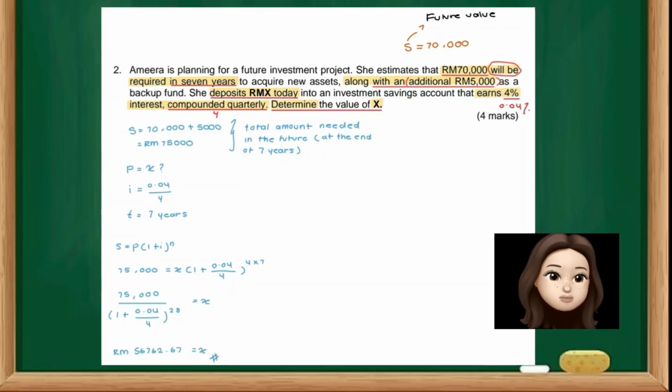Now to solve for X, we need to move the entire bracket to the other side. This gives us 75,000 over 1 plus 0.04 over 4 to the power of 28 equals X. After calculating, we get the final value of X, which is 56,762 ringgit and 67 cents. Alright, so this is the final answer for question number 2.